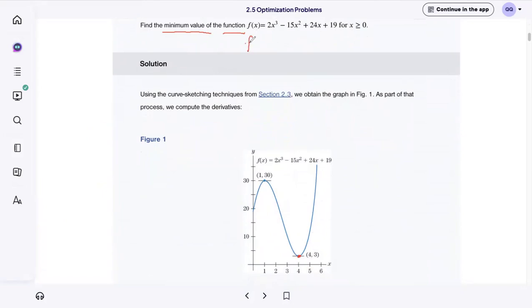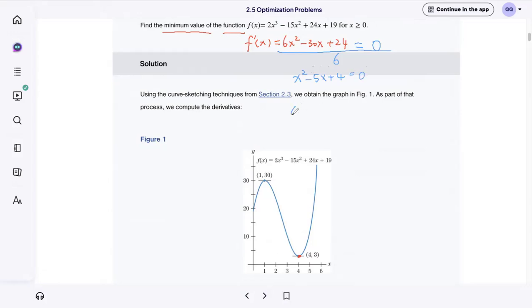We take the derivative of this function, which is 6x squared minus 30x plus 24. Then we set this derivative function to be 0 and solve for x. 6 is a common factor, so let's divide every term by 6. We get x squared minus 5x plus 4 equals 0.